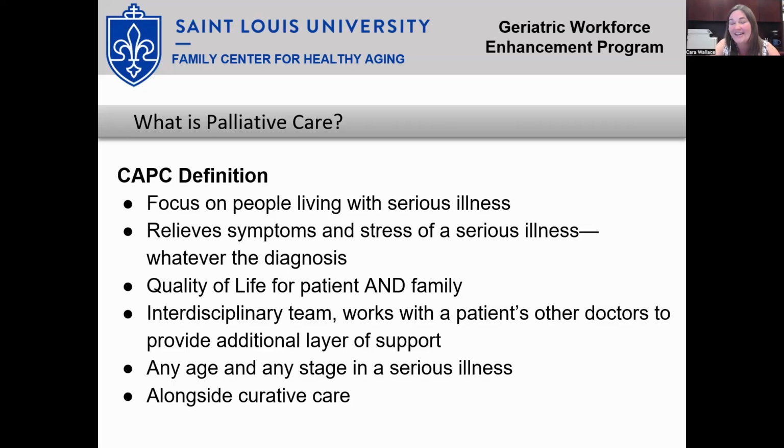It's for any age and any stage in a serious illness. And again, it's alongside curative care and can start as early as diagnosis. And palliative care has really experienced extreme growth over the last 25 to 30 years. Most hospitals now have access to palliative care. And now we've also seen a lot of growth in outpatient palliative care clinics and in community settings. Ideally, these are staffed by full interprofessional teams, though that's in practice not always the case, especially in more rural areas or in newer programs. But ideally, that's how palliative care is best served, with access to the entire interprofessional team.